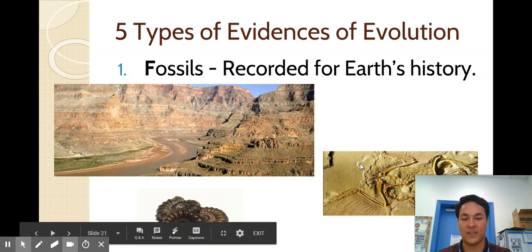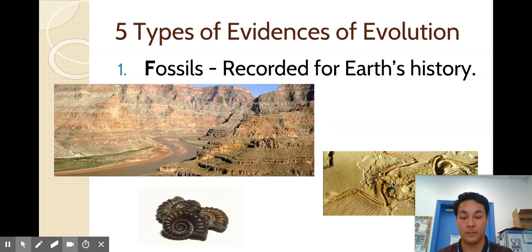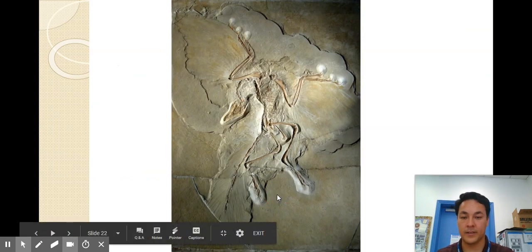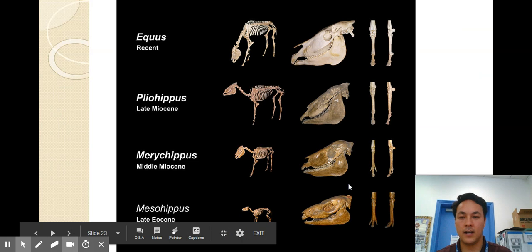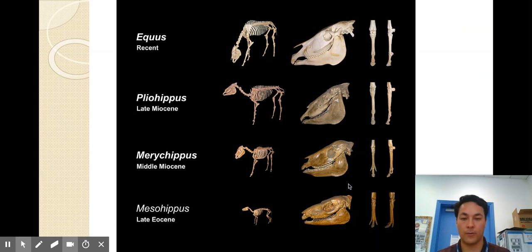We can see transitional fossils like Archaeopteryx right here. Sorry, my head's covering it up. And that would be the transition between dinosaurs and birds. Oh, here's a better picture. We also did a little work with horse evolution, and that was pretty cool.